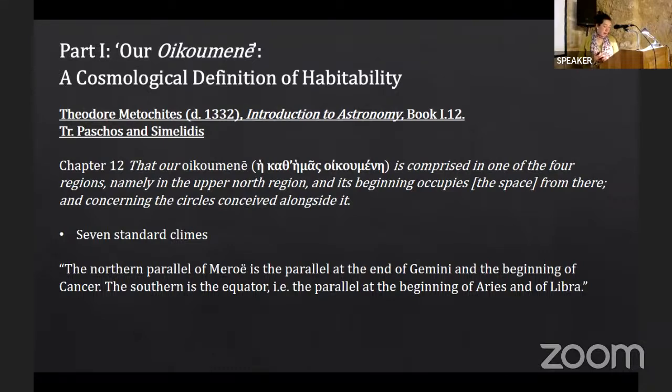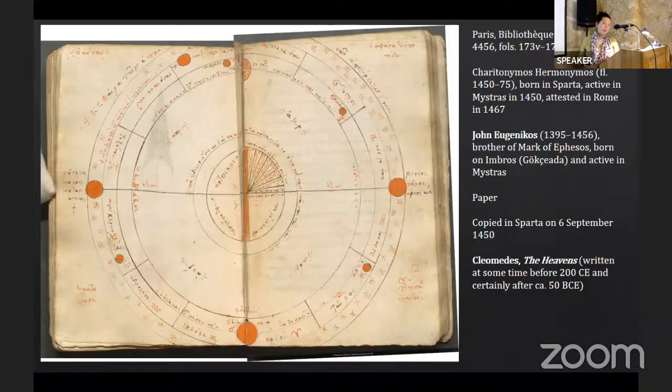In order to illustrate how the climes are projected under given points of the ecliptic, let us use again a diagram. We are again in the 15th century, and this is again a copy of the Heavens by Cleomedes. So I'm reading to you from Metochites, and I'm showing you images from Cleomedes in this case. But in this case, we see a diagram of the entire universe, which also has the climes. And that's why I wanted to show you how the projection of the points can happen in such an image, and also how such an image can have a sort of a claim on universality.